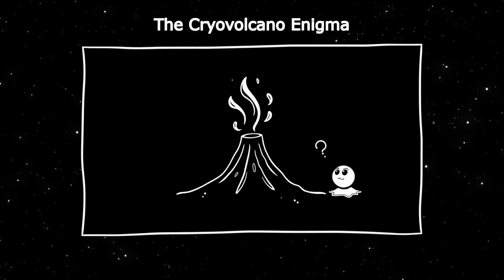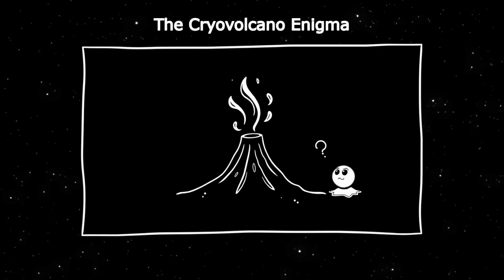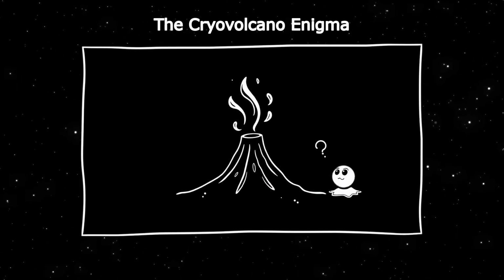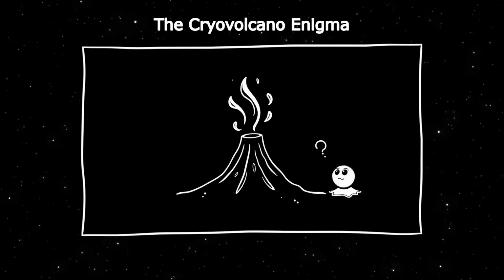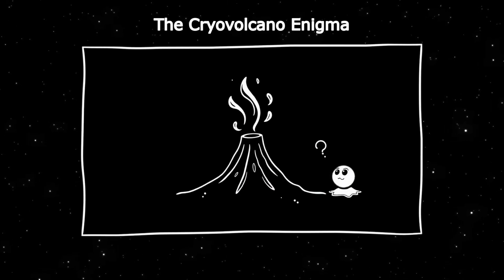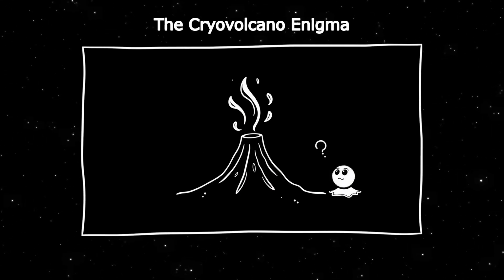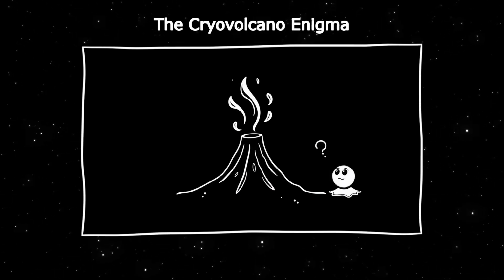Instead of erupting molten rock, these icy giants spew out subsurface materials that can include water ice, ammonia, or methane. Imagine a gigantic icy fountain, gushing forth a mixture of frozen and liquid components, all driven by internal heat sources. This heat might come from tidal forces generated by the gravitational pull of neighboring celestial bodies, or from radioactive decay of elements within their cores.